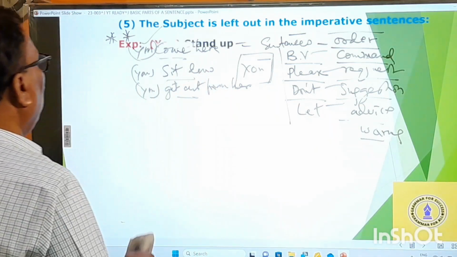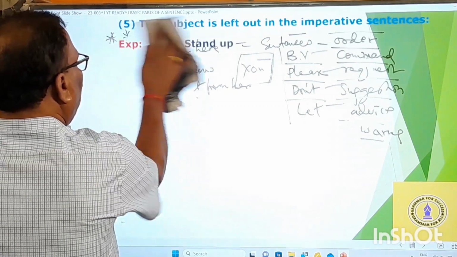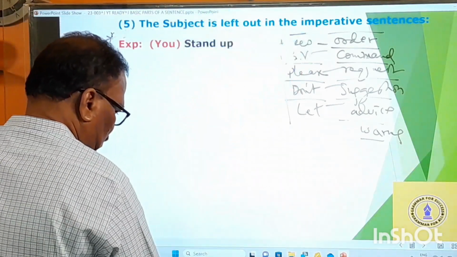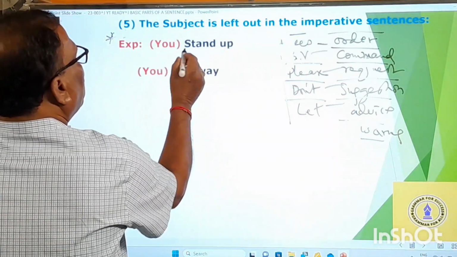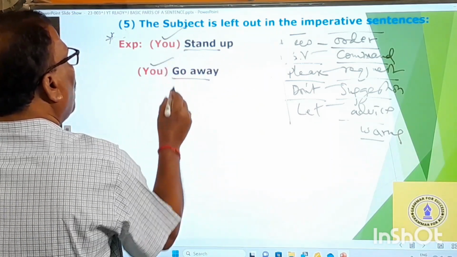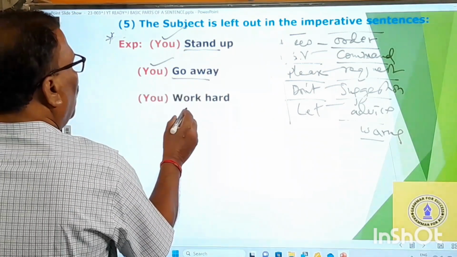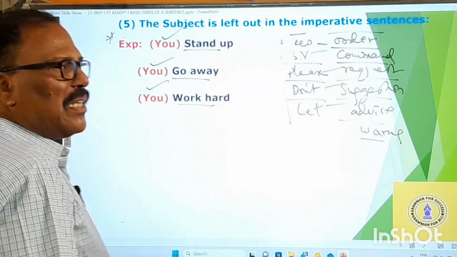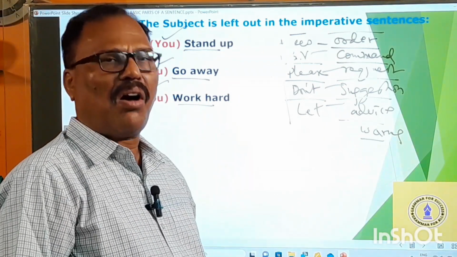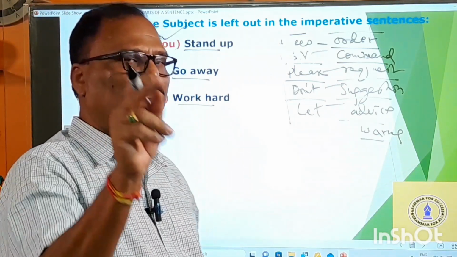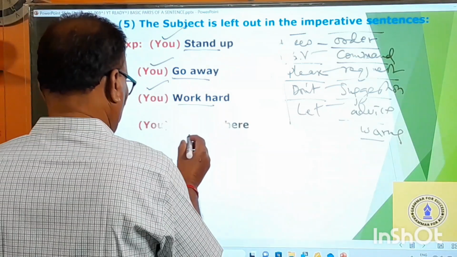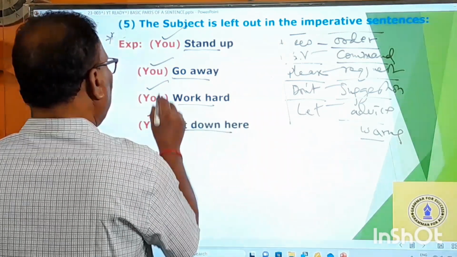There are many sentences given. I have already given these sentences. Stand up means you stand up. Go away means you go away. Work hard means you work hard. The teacher says, dear students, work hard. That means you work hard. Sit down here. You sit down here.